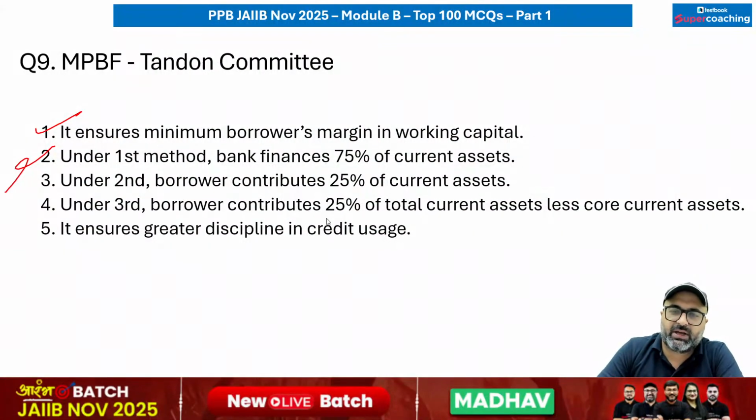Third is, in the second method, the borrower contributes 25%, that is true. Third, 25% of the total current assets less the core current assets, that is true. It ensures greater discipline in credit usage. Yes sir, obviously. It will increase the discipline in your credit usage. So the answer is going to be 1, 3, 4, 5.